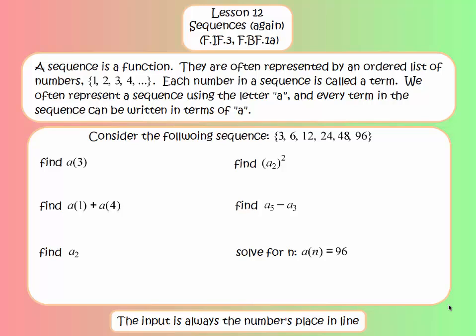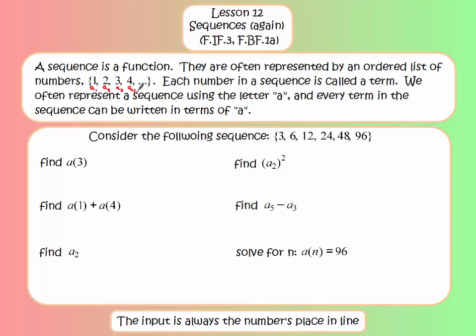We often are going to represent a sequence using the letter A, and every term in the sequence can be written in terms of A. Remember, when we look at the first term of a sequence, we would call that term A sub 1. We wrote it like this, A with a little 1. The next term would be A sub 2, and it just meant the spot in the sequence that the term was in.